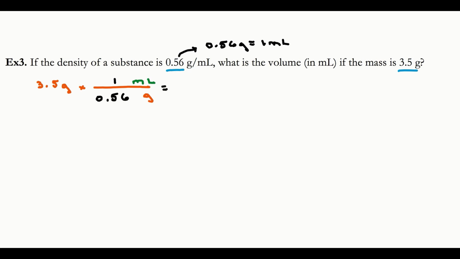Okay, so now I want to figure out my answer. So I'm going to take 3.5 and I'm going to divide by 0.56. And what I get is 6.25. Okay, and my units are mils. Now I've got to figure out my Sig Figs. So 3.5 has 2 Sig Figs. This density here, 0.56, has 2 Sig Figs as well, which means that my final answer needs 2 Sig Figs. Okay, so I'm going to round this, and it's going to become 6.3 milliliters.